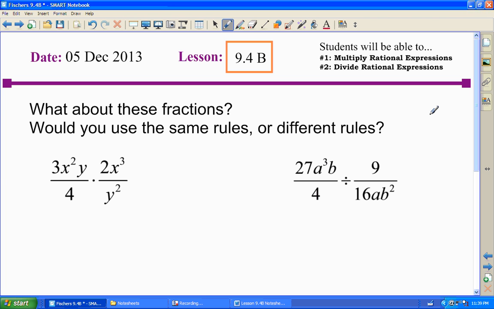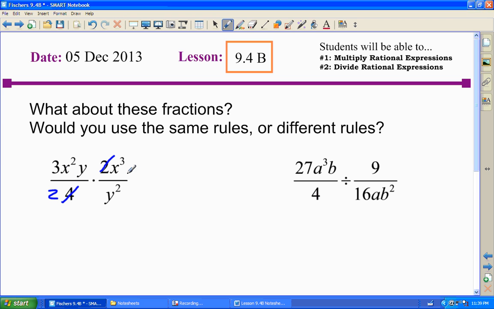Okay, what about these fractions here? Would this be the same rules or different rules here? Well, we hope you see that it would be the same rules, but it's a lot more complicated, but still you would know how to do this. First thing I can do in this one is cancel some numbers. I can cancel my coefficients, change that to a 2, right? Divide that by 2 and I get a 1. There's a 1 left over here. Divide this by 2 and get a 2.